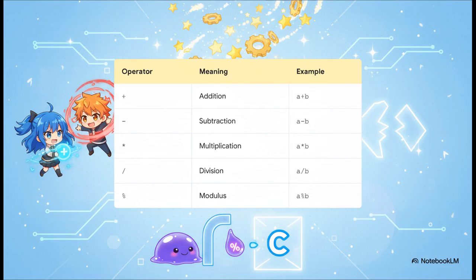But that last one, the % sign, might be new. That's the modulus operator. And it's pretty cool. It doesn't give you the answer of a division. It gives you the remainder. So 5 divided by 2 is 2 with 1 left over. That means 5 % 2 gives you 1. It turns out to be incredibly useful for all sorts of programming tricks.